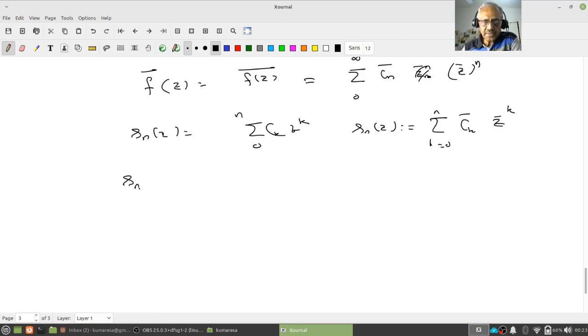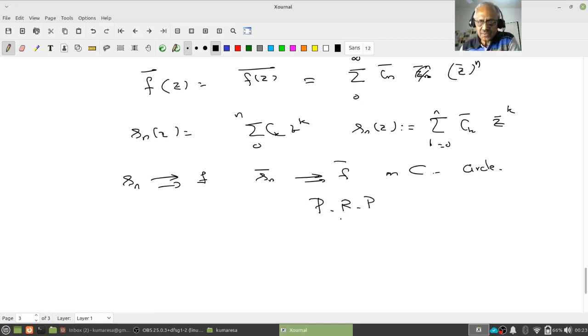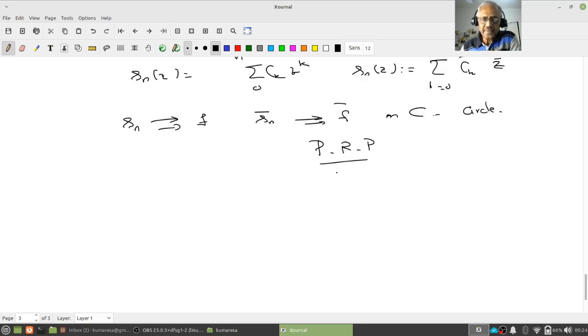Now, what is that? Again notice that Sn converges uniformly to f and Sn bar converges uniformly to f bar on C. C is a circle, not the complex plane. Are you convinced? Make sure you understand all these things. We are going to make use of them.